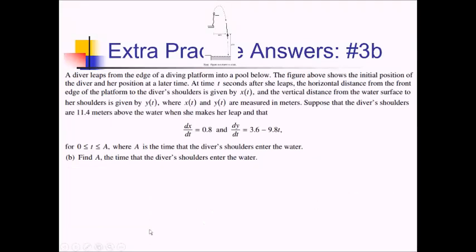For this next part of the problem, they want us to actually find A, the time when the diver's shoulders enter the water. So in order to do this, we need to set up an expression for y of A, because we know that when we reach y of A, the vertical distance at time A, that should be 0. So y of A, we can use our FTC again. We can say that's our initial value of 11.4 plus the integral from 0 to time A of y prime of t dt. And we know that if we pick the correct A value in this situation, that should end up being a position, a distance of 0. So this is something we can actually plug into our calculator and solve.